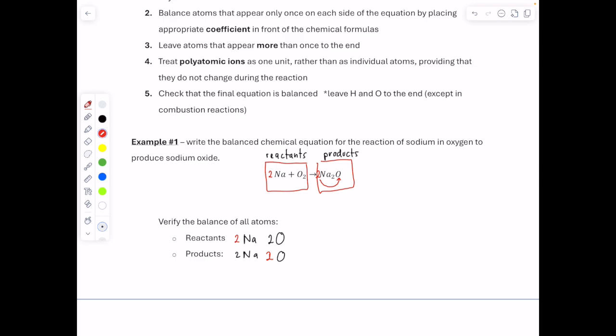But doing so has changed the number of sodiums, because if you're multiplying the coefficient by the number of oxygens, you also have to multiply the coefficient by the number of sodiums as well. So there are 2 times 2 sodium. That means that there are 4 sodium atoms. Now, as a result, in the reactants, this is no longer balanced. We have to change this coefficient to 4.